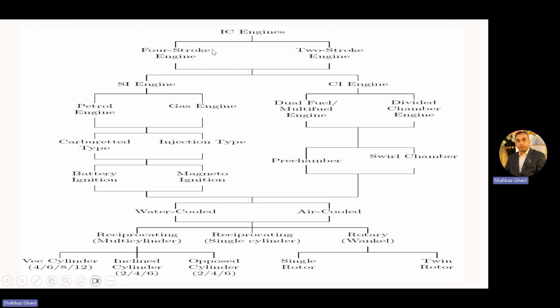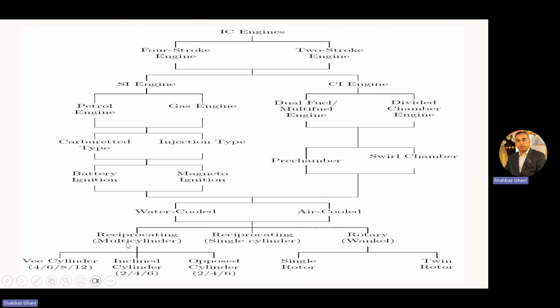The IC engine we can classify with respect to the strokes: 4-stroke engines and 2-stroke engines. Then we have the SI engine, in which we have a petrol engine or gas engine. We may have carbureted type, injection type, battery ignition, magneto ignition. In CI engines, we have dual fuel, multi-fuel, and dual chamber engines, and then we can further classify with respect to the pre-chamber or swirl chamber. Then we can further classify the IC engine with respect to the cooling method, which may be water cooled or air cooled.